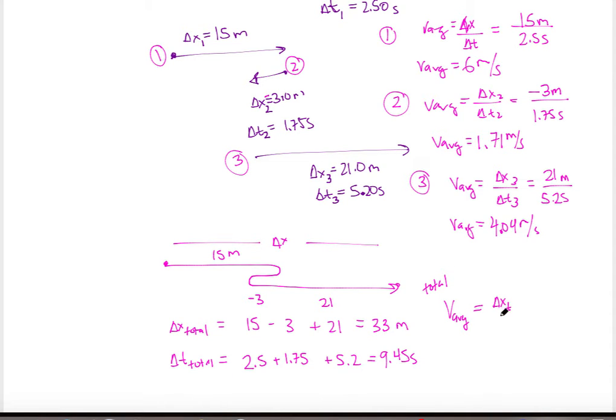So V average overall, so this is just like the total V average, is going to be delta X total over delta T total, which is 33 meters over 9.45 seconds. So plugging this in your calculator, you get an average velocity for the entire thing of about 3.49 meters per second. So here's each piece, 1, 2, and 3, and here's the overall.